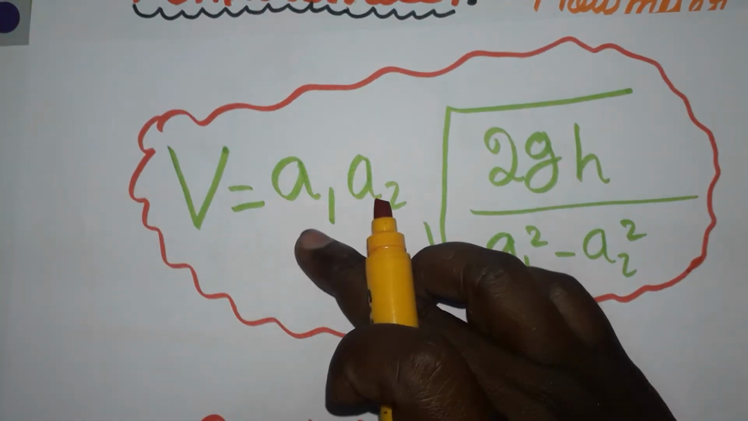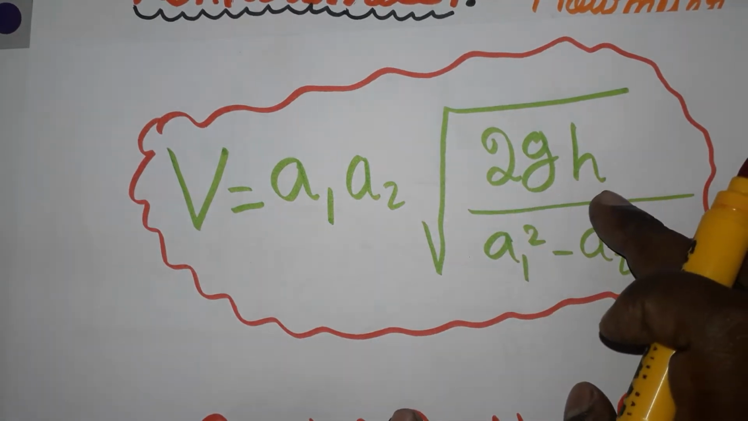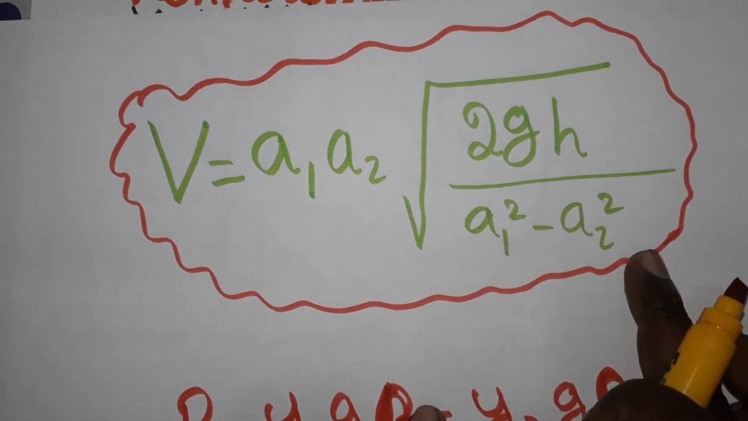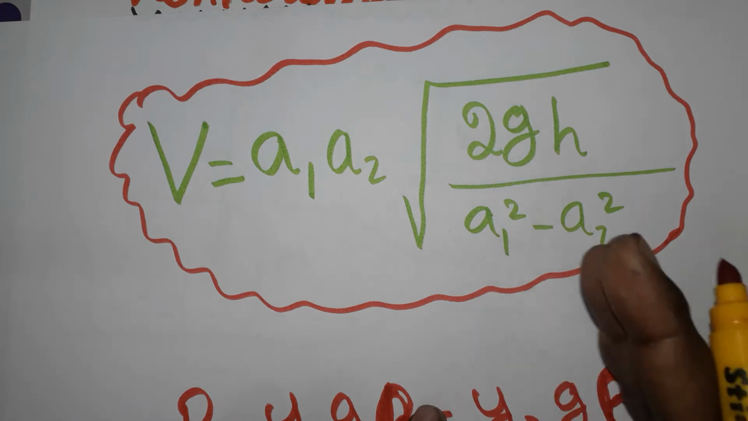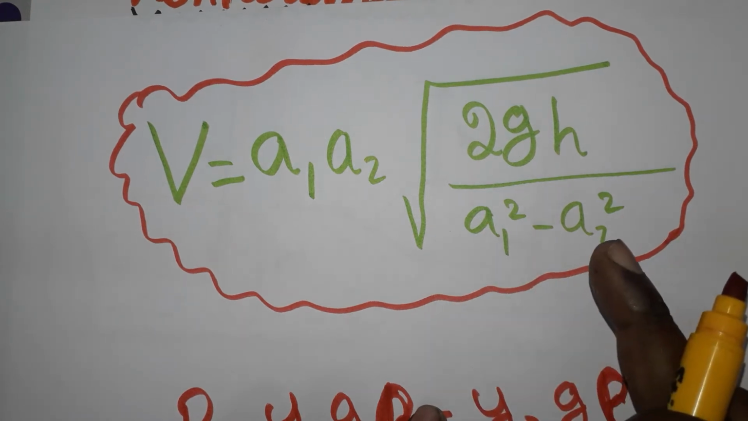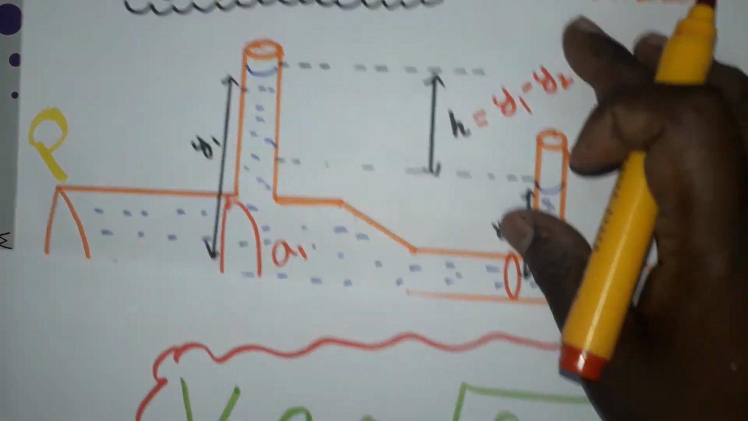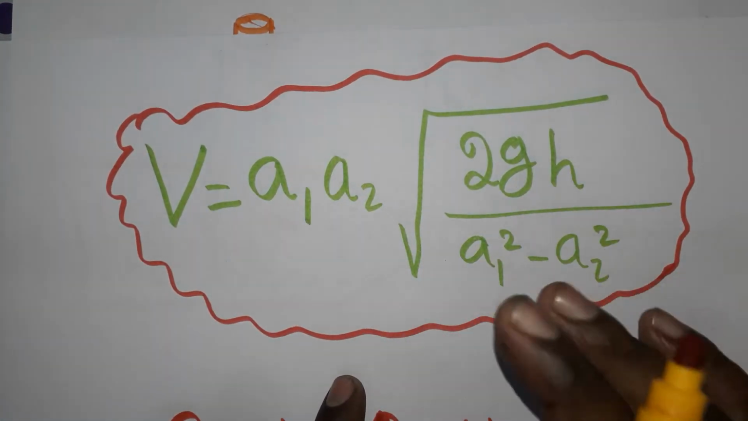So the venturimeter flow of liquid V is equal to A1 area, A2 area, root of 2 times G and height, the difference between the two places, over the difference of the squares of the areas. This is the venturimeter equation. Easily we can find the flow of the liquid per unit time if you know the bigger area, the smaller area, and the difference between these two. If you know that, easily you can calculate the volume of the liquid flowing per unit time.